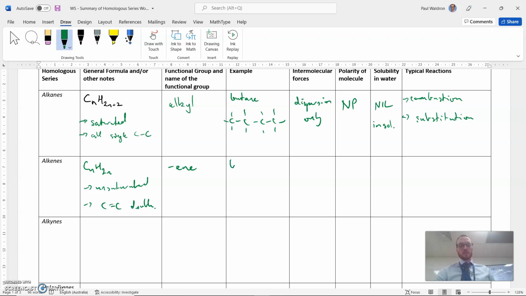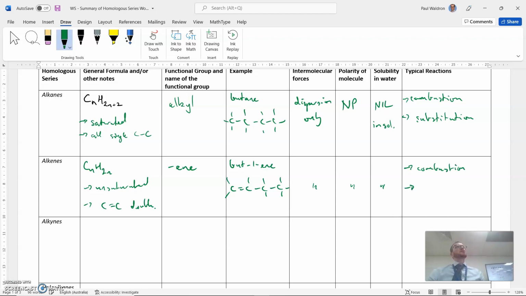Example, but-1-ene. No cis or trans form for but-1-ene, because we've got two of the same substituents coming off one of the carbons. Dispersion only, non-polar, insoluble. Still combustion.